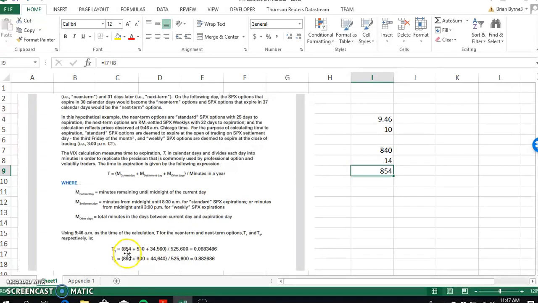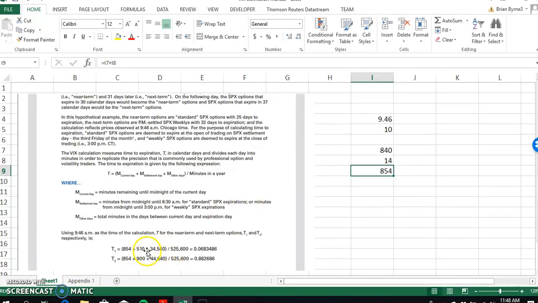So this 854 here in both the T1 and T2 represents the number of minutes remaining in the current day until midnight of the same day, right? So to bring us up to 24 hours, there's 854 minutes in the current day. That's true of T1 and T2. Then we would expect that for the settlement day, we would have an equivalent amount of time for both periods.